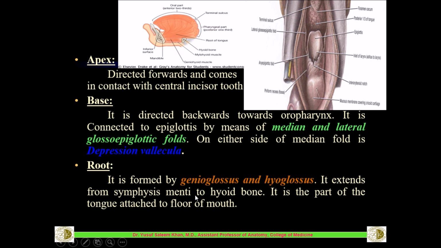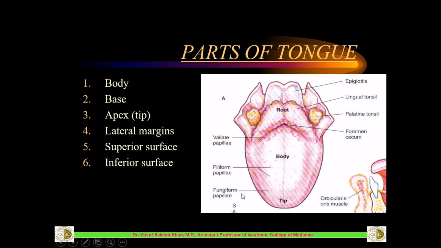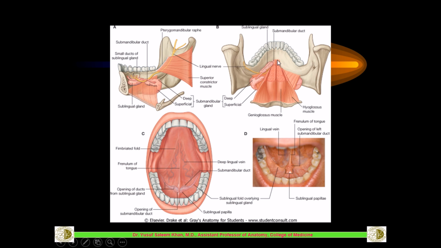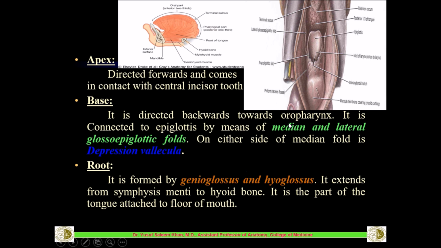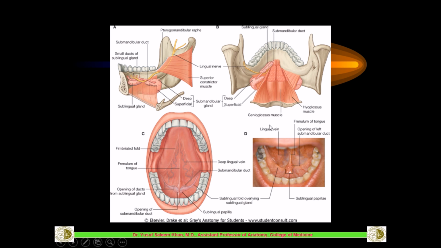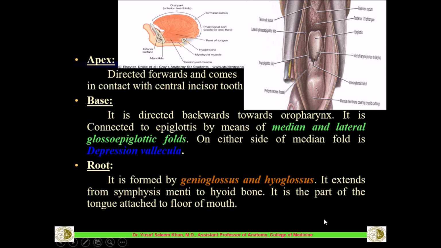It extends from the symphysis menti to the hyoid bone. Because they begin from the genial tubercles, they extend from the symphysis menti. So this is the symphysis menti here, and it extends all the way to the hyoid bone, because the other muscle begins from the hyoid bone, the hyoglossus. So the root of the tongue extends from the symphysis menti up to the hyoid bone. It is the part of the tongue attached to the floor of the mouth. You can see here, this is the root of the tongue which is attached to the floor of the oral cavity.